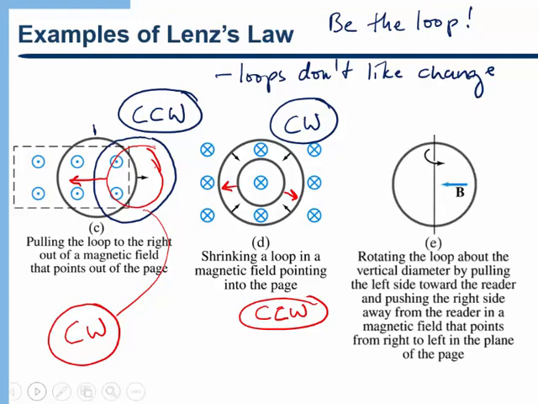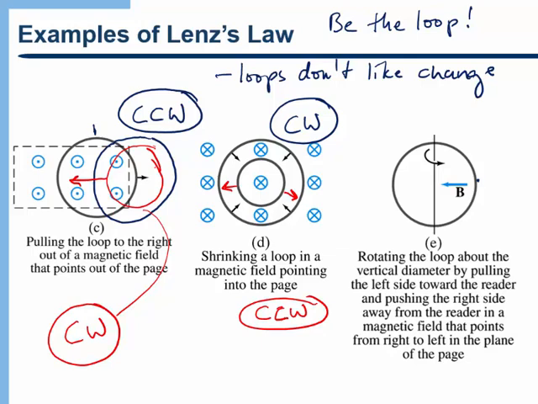Let's look at this one. We've got a magnetic field going to the left, and the loop is rotating, and we're told that this side is coming out. So this side is coming out, and this side is going in. If you think about what's going on here, as that loop starts to spin, there's more and more magnetic field going into the loop.